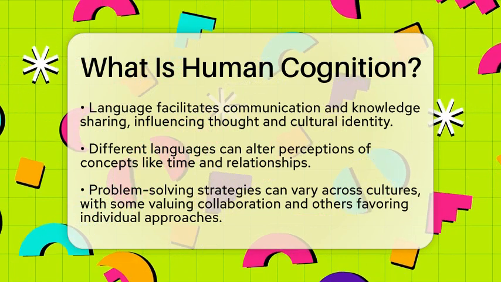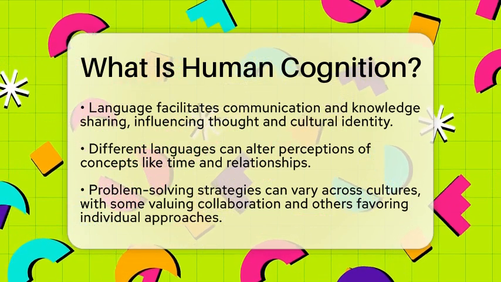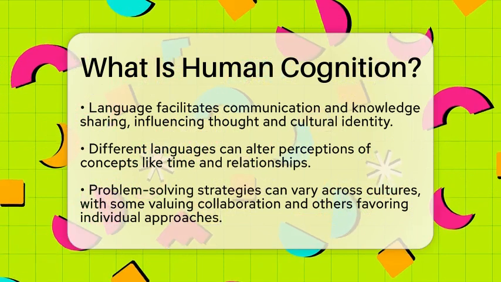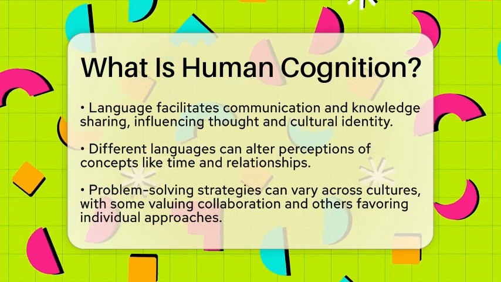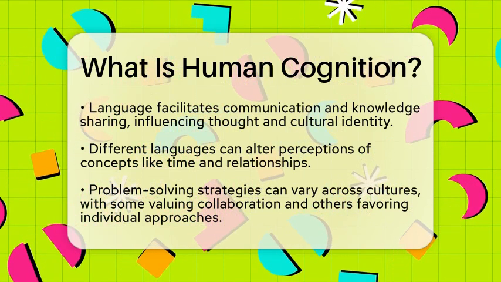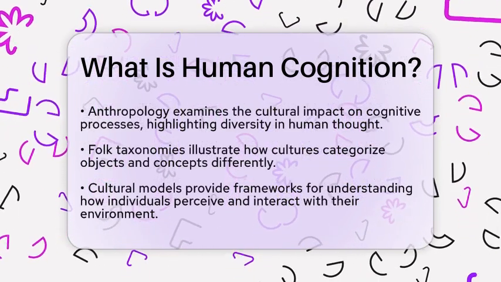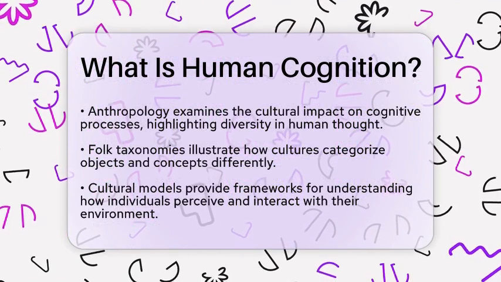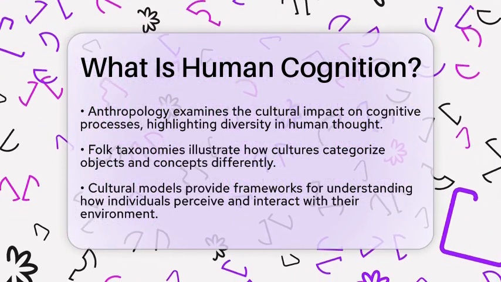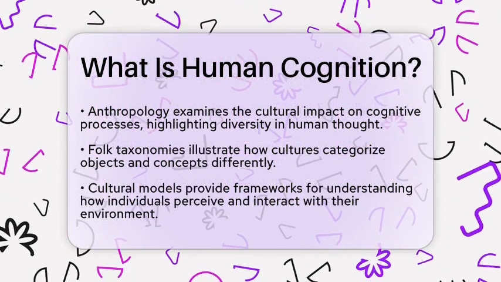Problem solving is also a critical part of cognition. It involves using our mental processes to overcome obstacles. Cultural norms can influence how we approach and solve problems. For example, some cultures may encourage collaboration, while others may value individual solutions.